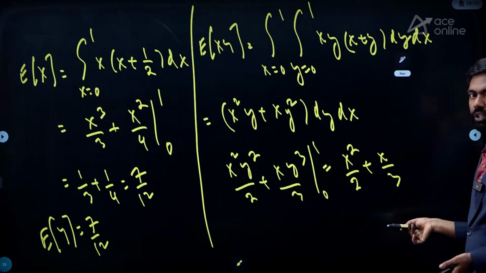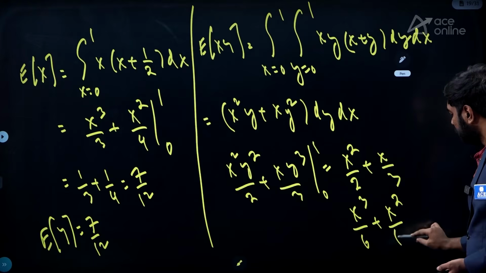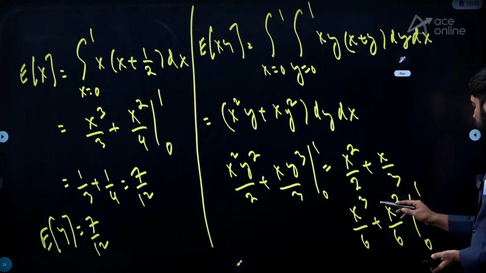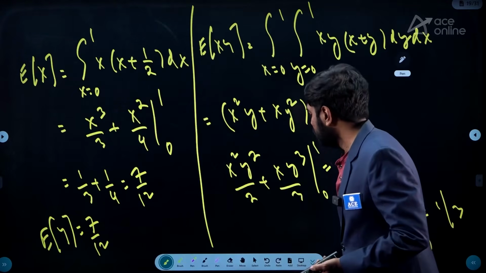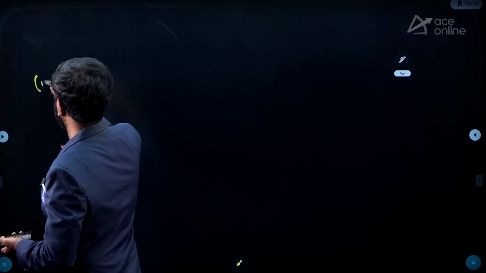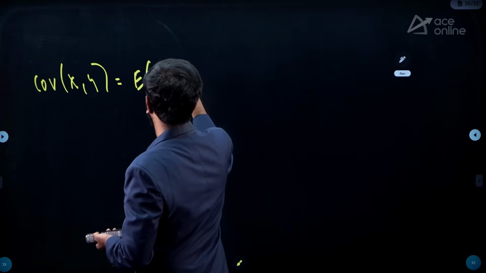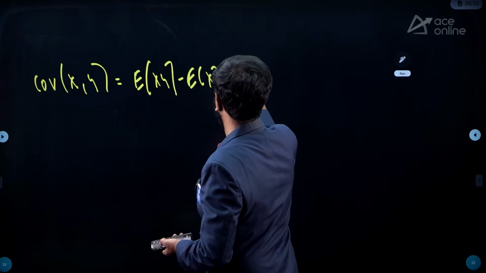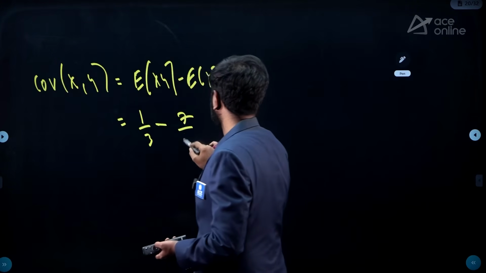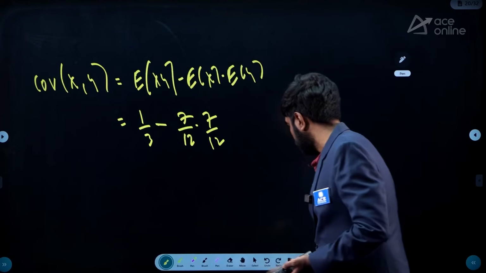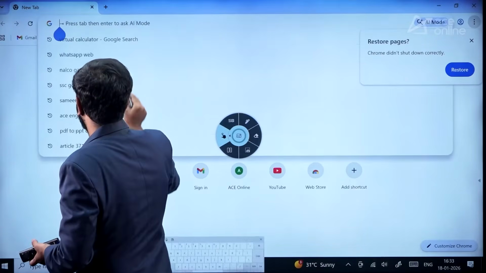Now I have to perform the integration with respect to x, which will be x cube by 6 plus x square by 6. Limits are 0 to 1. So 1 by 6 plus 1 by 6 is 2 by 6, which is 1 by 3. So now we know expectation of xy. Now covariance of x comma y is expectation of xy minus expectation of x into expectation of y. This is 1 by 3 minus 7 by 12 into 7 by 12. So you might need the virtual calculator here. So let's see its value.